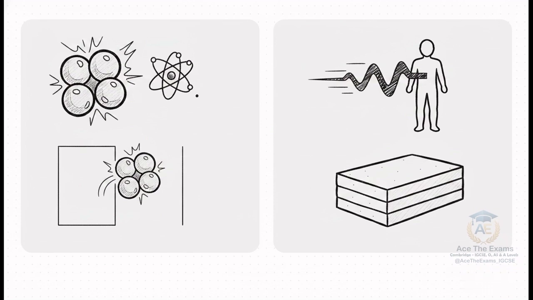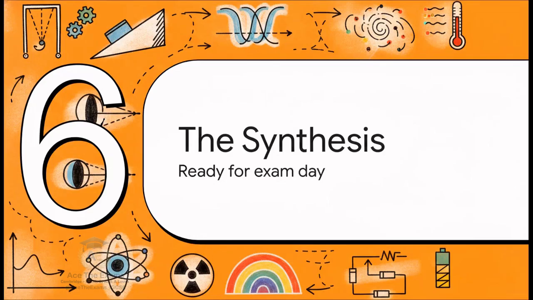Gamma rays are the exact opposite. They are waves of pure energy with no mass and no charge. This gives them very low relative ionizing ability, but extremely high penetrating ability. They can pass right through the human body and require thick lead or concrete to finally stop them.